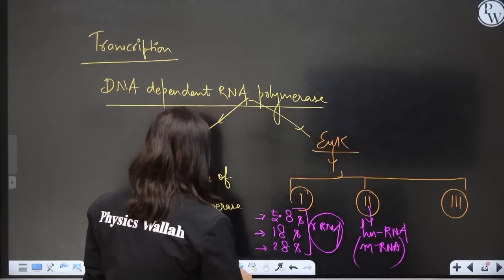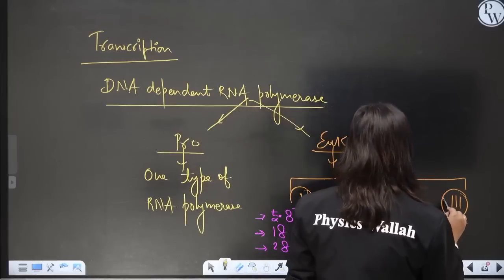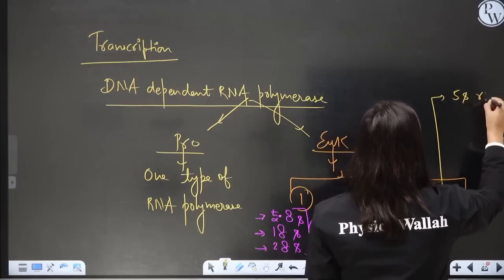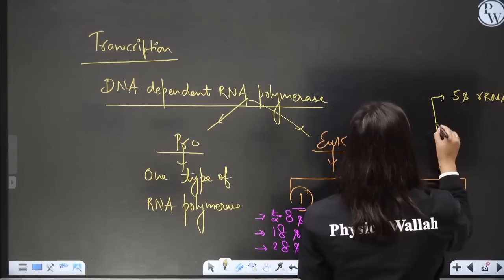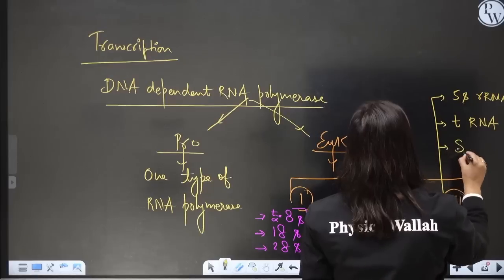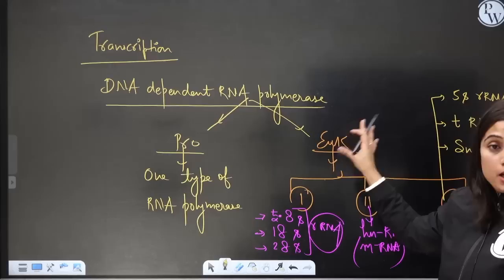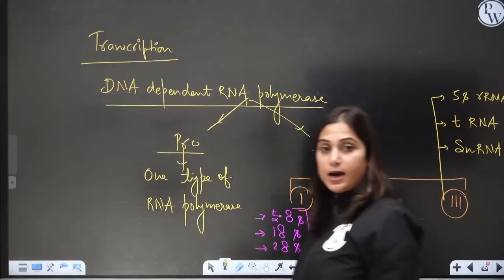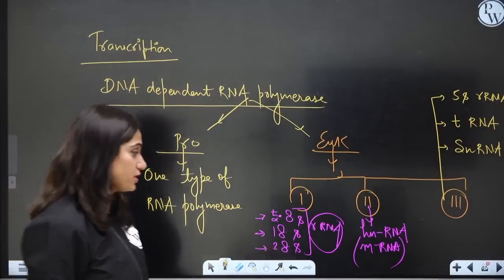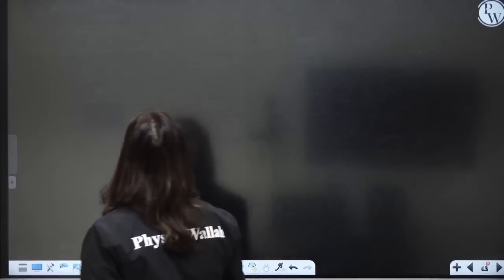And RNA polymerase 3 in case of eukaryotes is responsible for the formation of 5S rRNA, tRNA, and snRNA, that is small nuclear RNA. Okay, so this is the detail of the RNA polymerase that we'll be needing during the process of transcription. So now let's start the process of transcription.